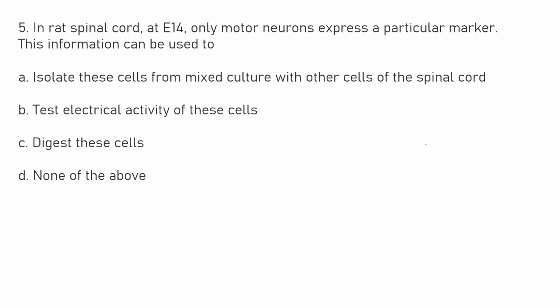So the next question: in the rat spinal cord at E14 stage, so this E14 is an embryonic stage. All right. So in embryonic stage 14, only motor neurons express a particular marker. This information can be used to isolate these cells from mixed culture with other cells of the spinal cord, test electrical activity of these cells, digest these cells, or none of the above.